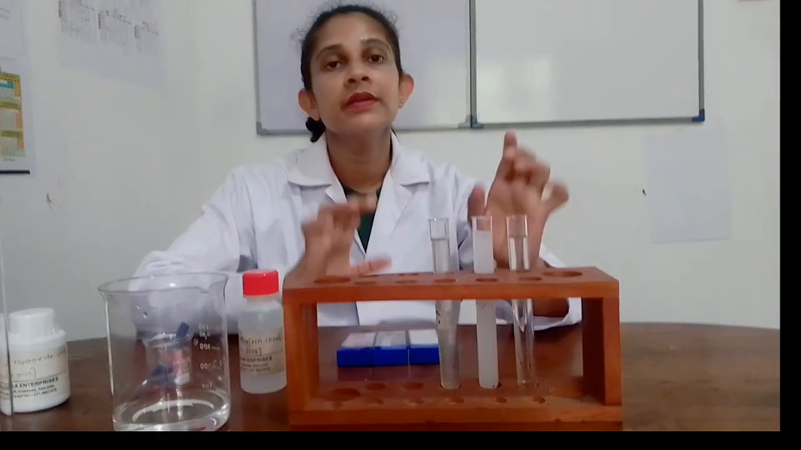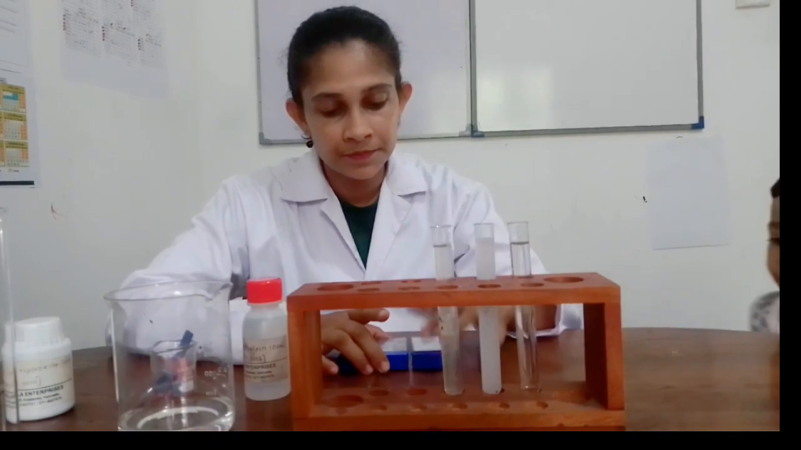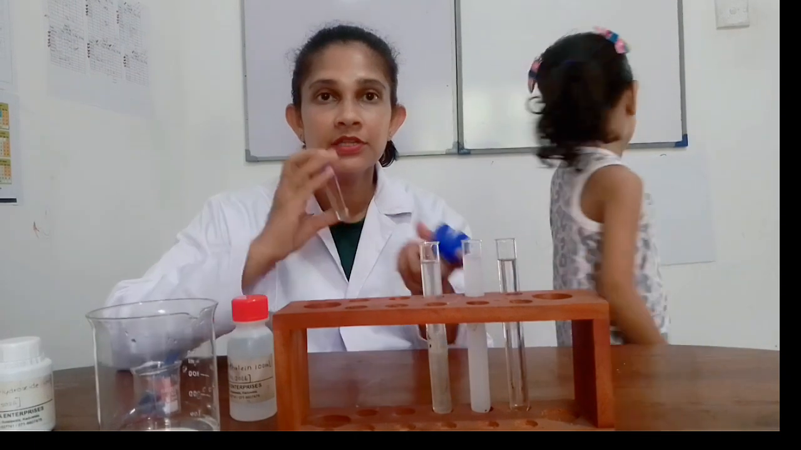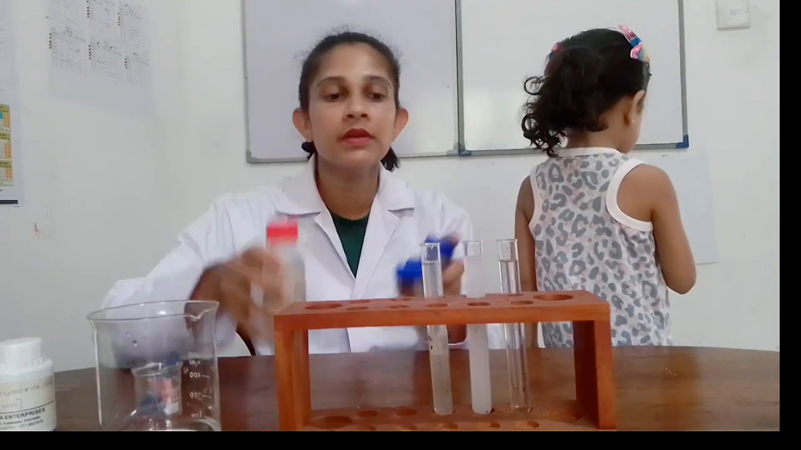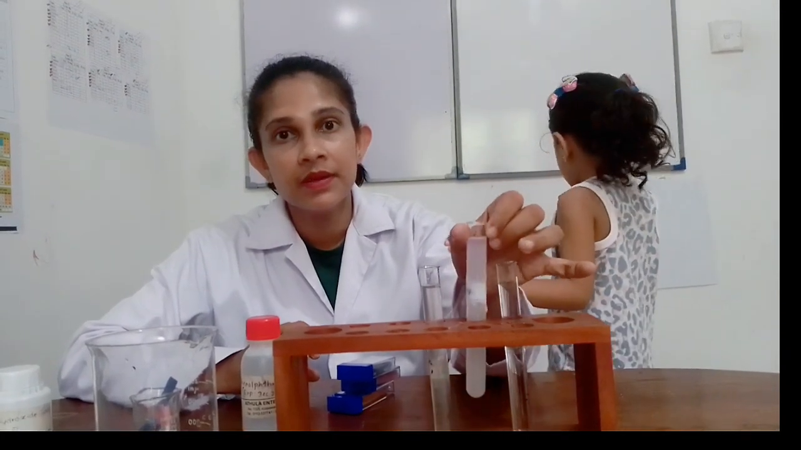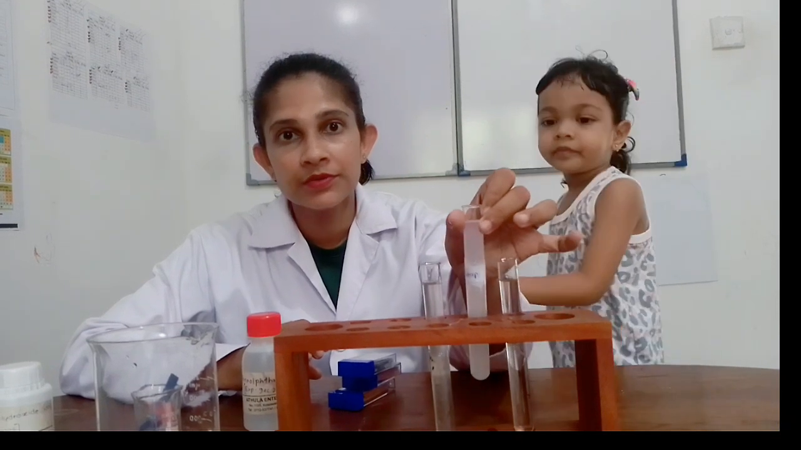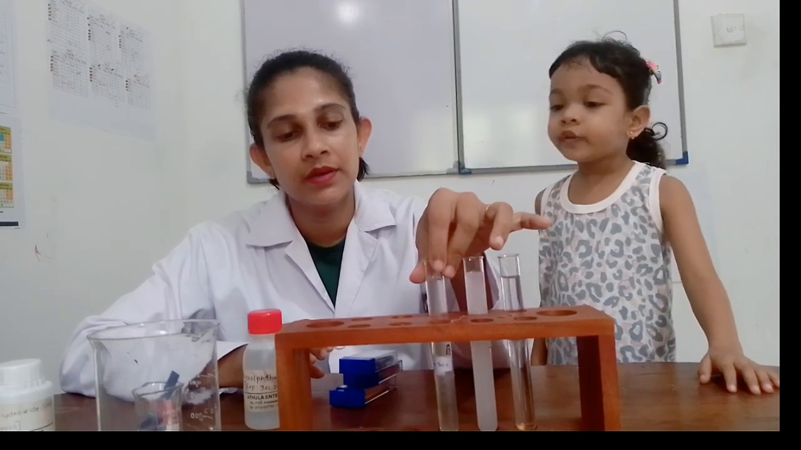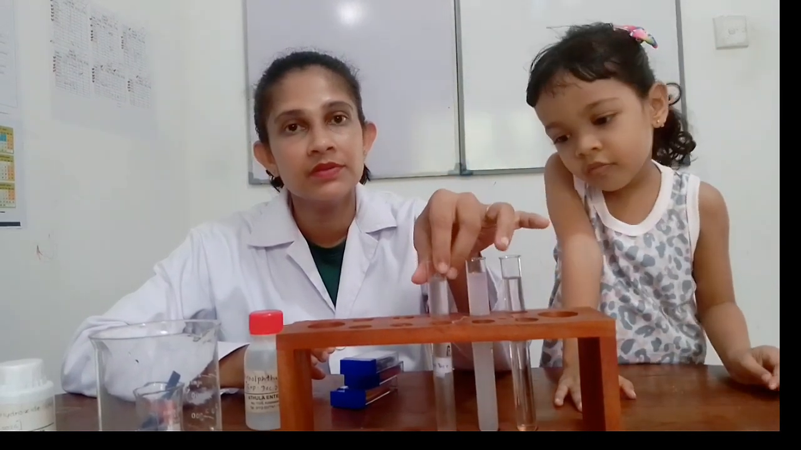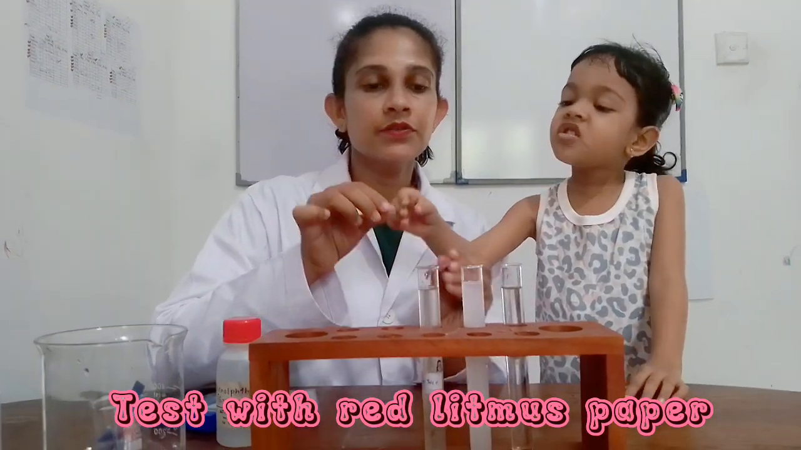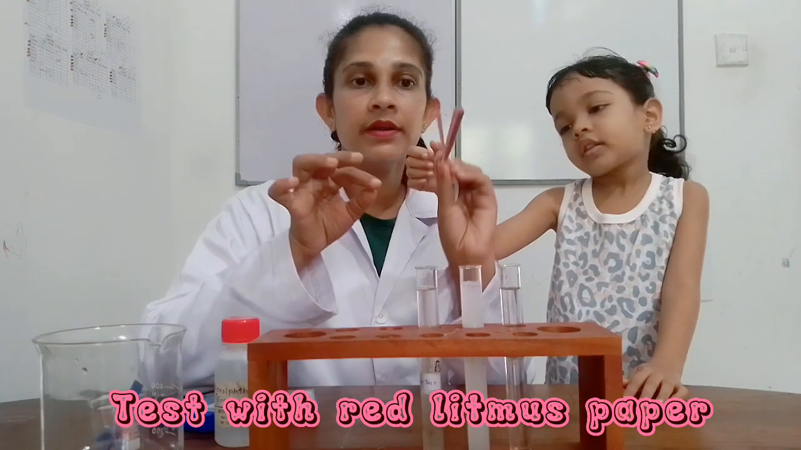Now I am going to try the color change of blue litmus, red litmus and pH paper, and also phenolphthalein indicator with Jeevani solution. This is the prepared Jeevani solution, this is the prepared soap solution, and this is the prepared lime juice solution. First, I am going to try the color change of each of these solutions with red litmus paper.